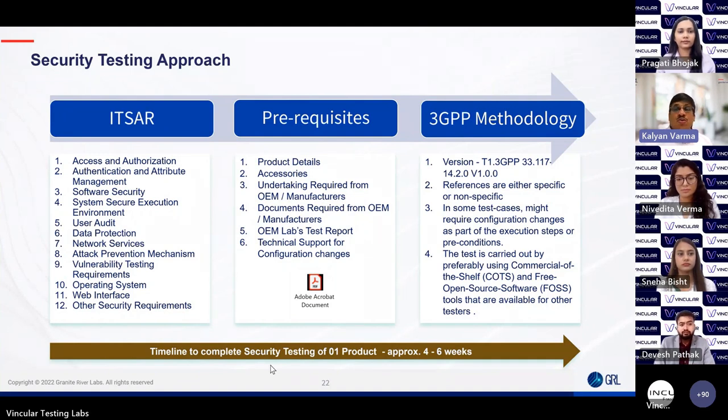But as I mentioned, they are quite elaborate requirements, starting from authentication, access attributes, software security, system execution, configuration, and vulnerability assessment, and a review of the interfaces, and then various penetration testings required to be done.